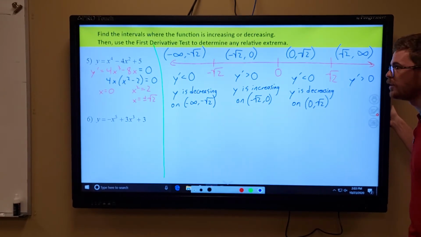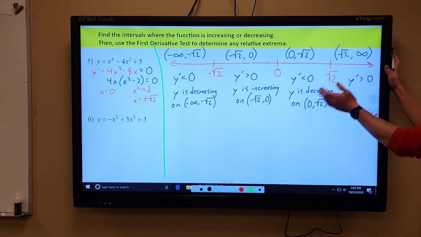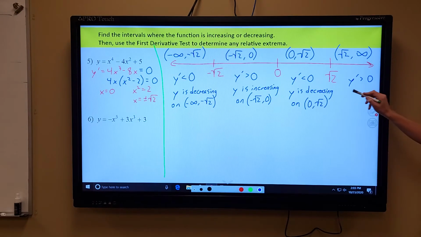It could very well give you negative values. So our first derivative was positive, with really positive values. So that means y is going to be increasing on this interval from root 2 to infinity. So we have our intervals of increasing and decreasing.